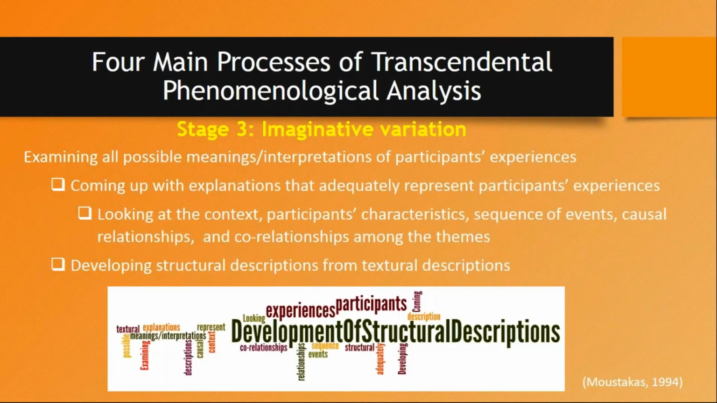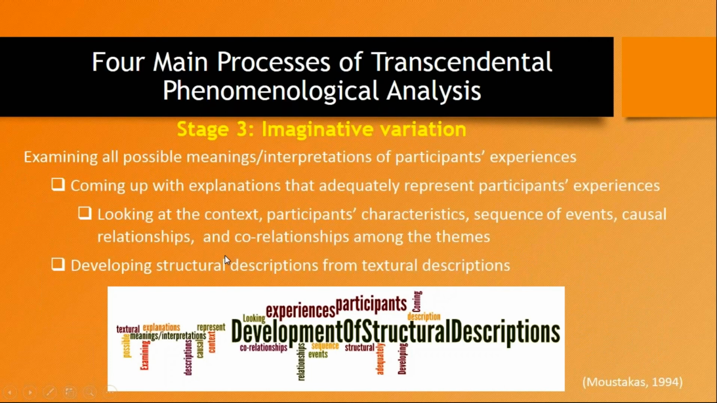You have to move to the next stage, which is called imaginative variation, right? It's called imaginative because you have to think about the possible meanings of the theme that you have developed. The themes that you have are individual experiences, so now you have to find out, is there any link between the themes? Is there any sequence, where one theme comes first and another follows? Is there any causal relationship, or are the things happening at the same time?